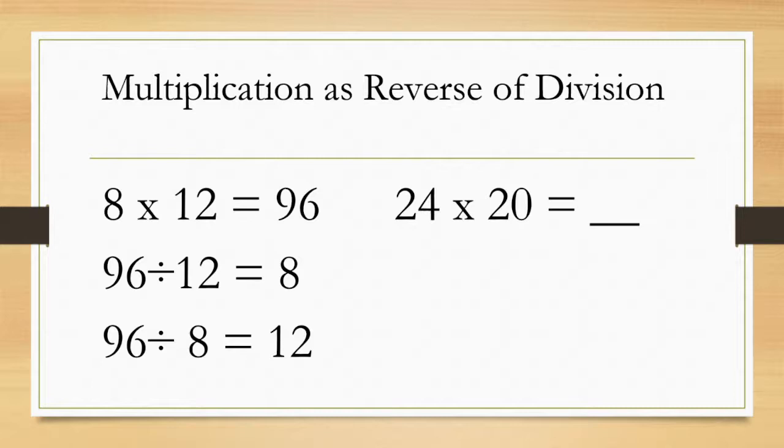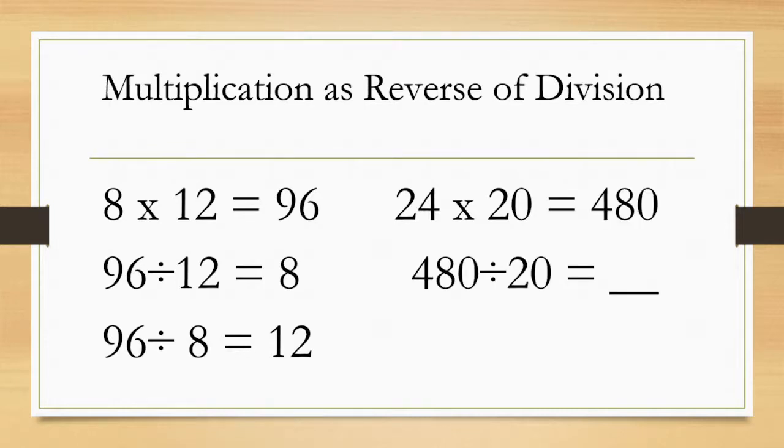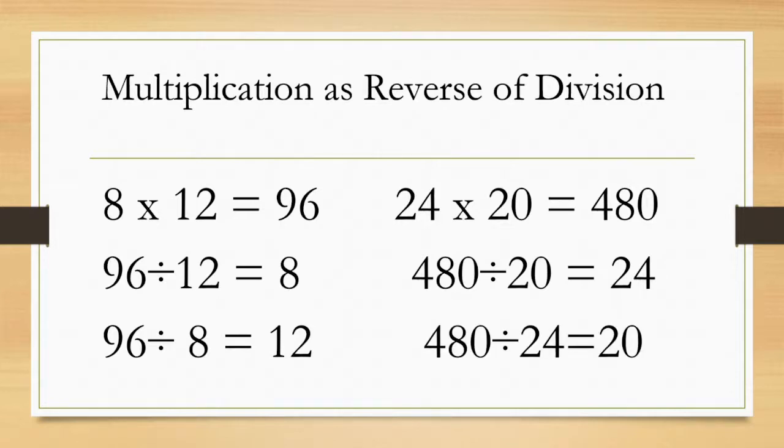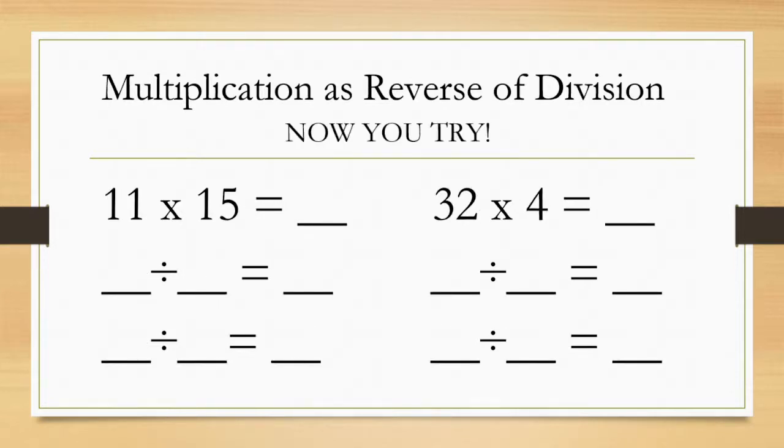So 24 times 20. 24 times 2 is 48, and with the 0, it is 480. 480 divided by 20 is 24, and 480 divided by 24 is 20. So try to answer 11 times 15 and 32 times 4.